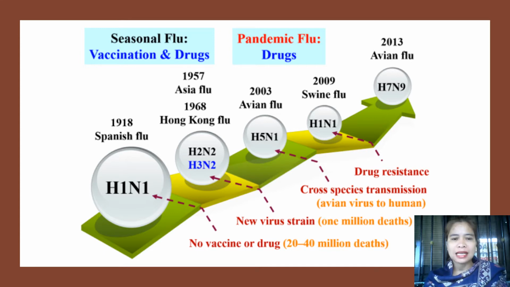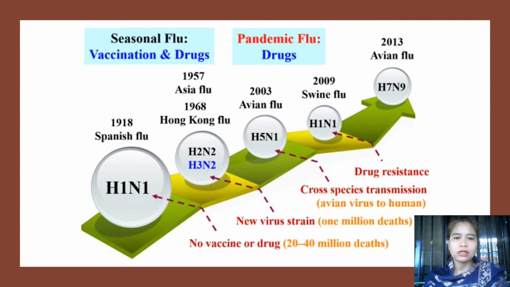Back in 1918, the Spanish flu or H1N1 killed a lot of people. And then H2N2 in Hong Kong killed about 1 million people.